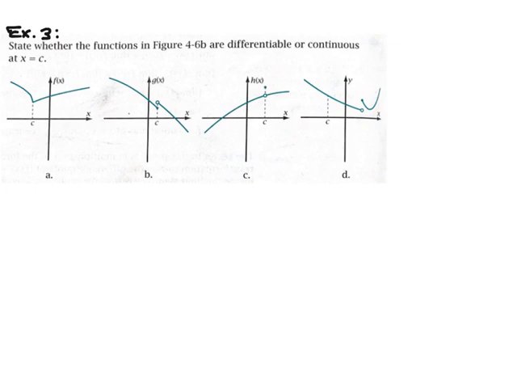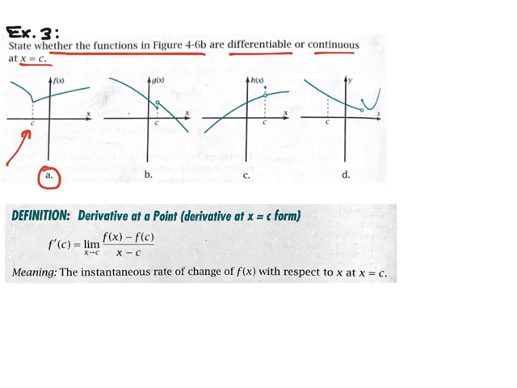Now we take a look at example 3 from the textbook from page 156, and the instructions are: state whether the functions in the figure are differentiable or continuous at x equal to c. We will begin by taking a look at the graph from part A, and here we have x equal to c, and we want to know, is this function differentiable at x equal to c or not?